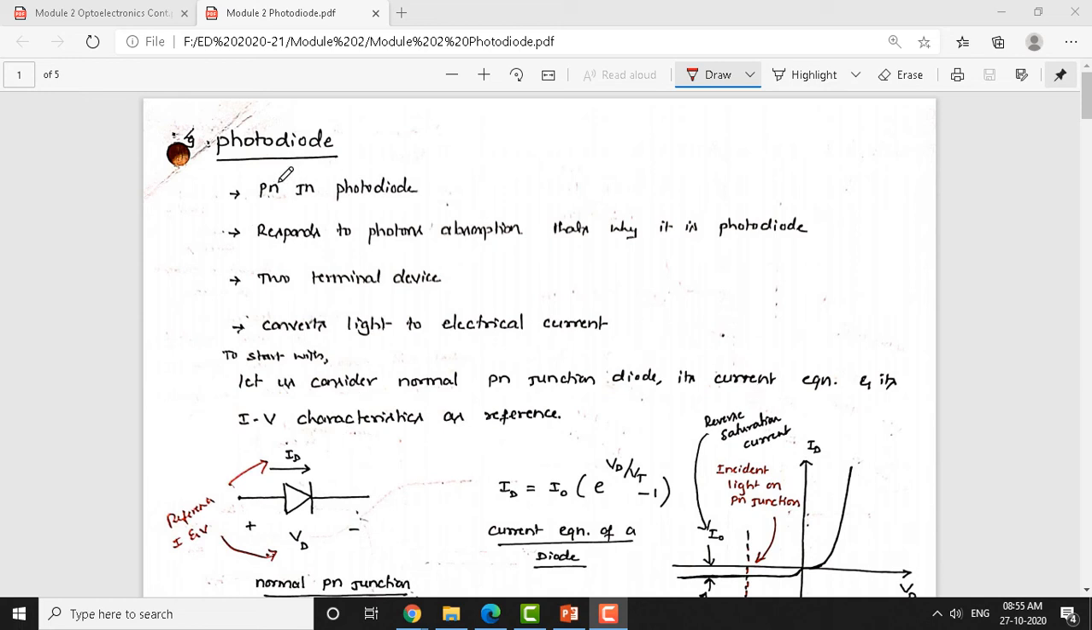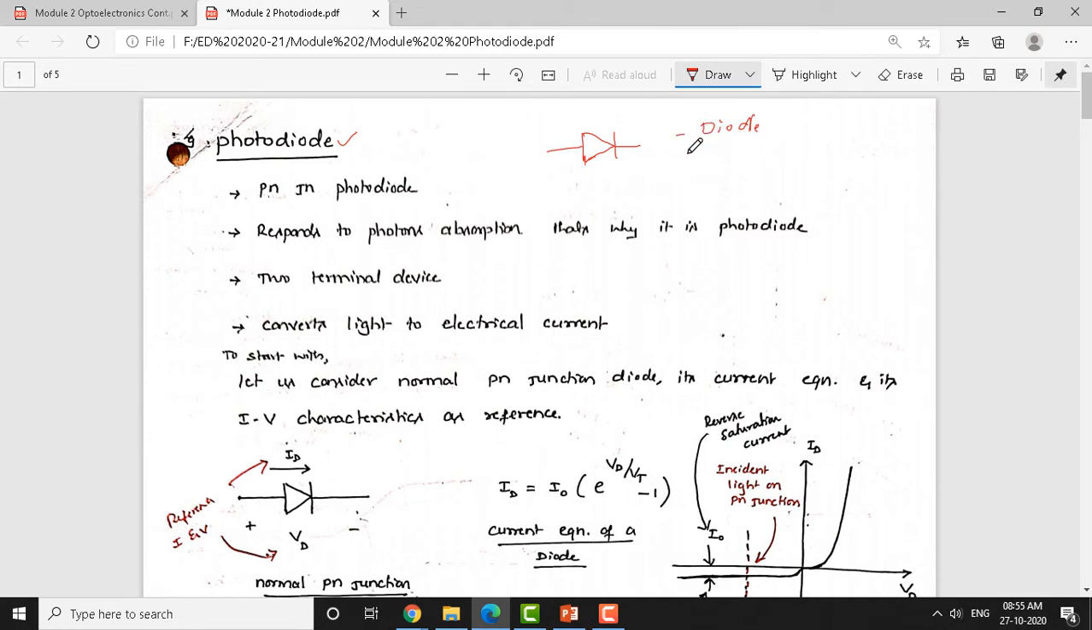What do we mean by photodiode? Any idea you have regarding a photodiode? See, same PN junction, if you observe, depending on the different sort of fabrication, this can be used as a diode, an ordinary diode.